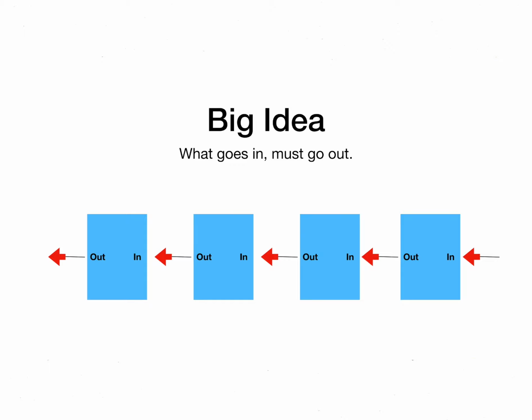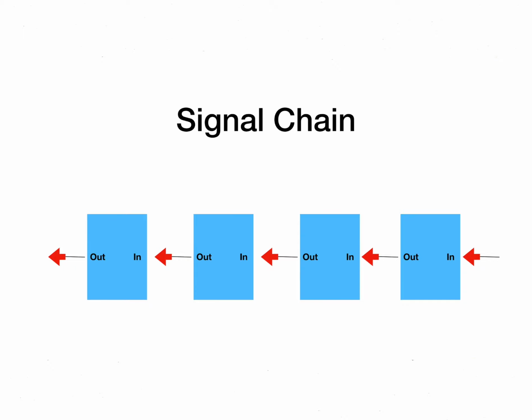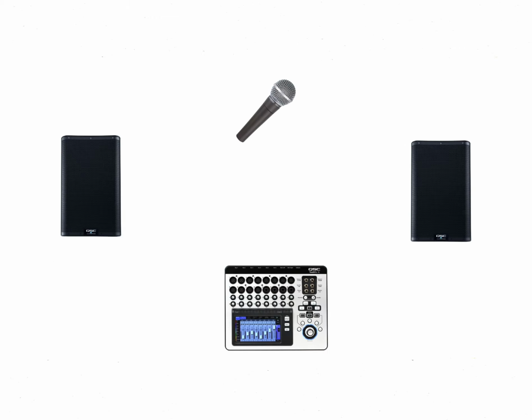As the signal flows from one thing to the next, we refer to it as the signal chain or signal flow. It doesn't matter how many things you add to the signal chain, the signal will flow the same direction. All you have to do is remember the big idea: what goes in must go out. So let's take a look at a simple system setup with only one source.